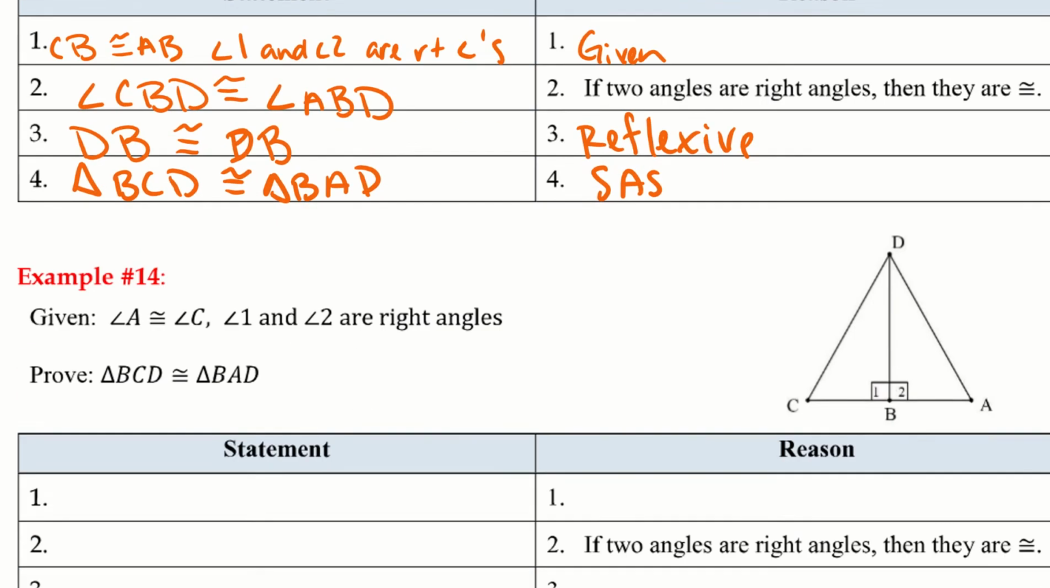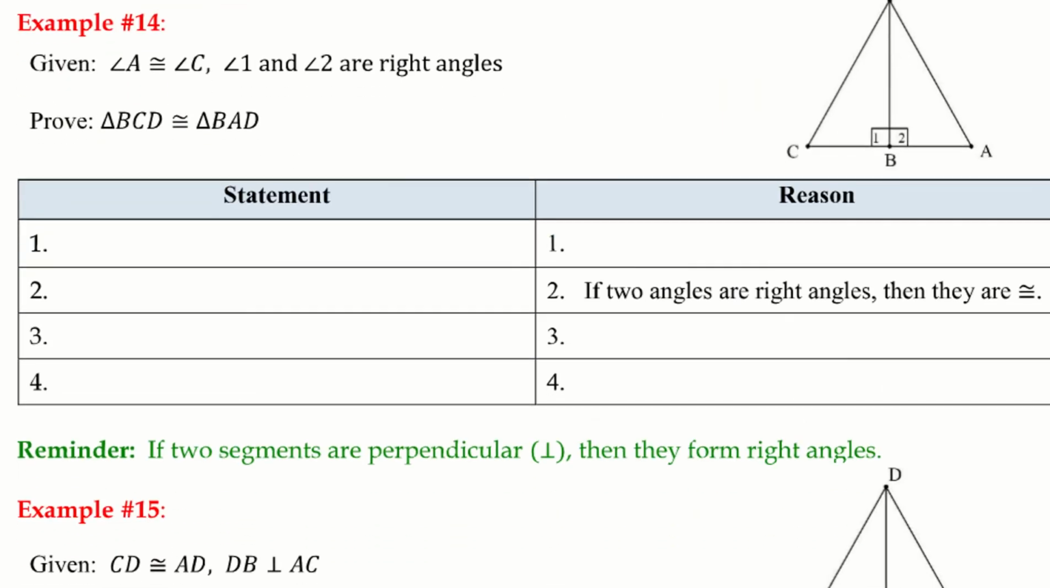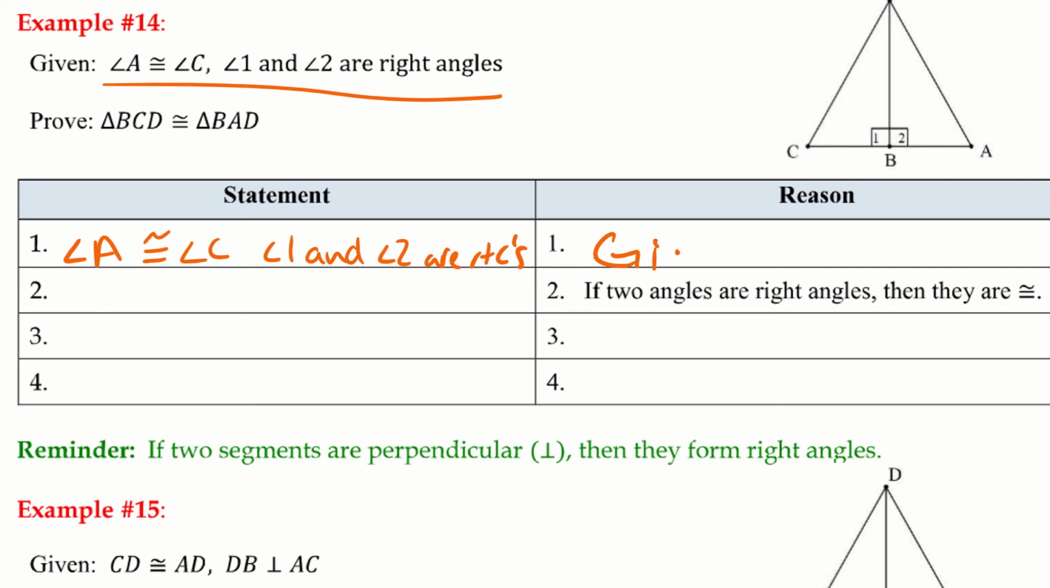Okay, go ahead and take a look at example 14. So once again, we want to start with our given statement. So angle A is congruent to angle C. Angle 1 and angle 2 are right angles. So this one is given to us. So let's go ahead and label A and C. So these two angles right here are congruent. Once again, if two angles are right angles, then they are congruent. So I'm going to say that angle CBD is congruent to angle ABD.